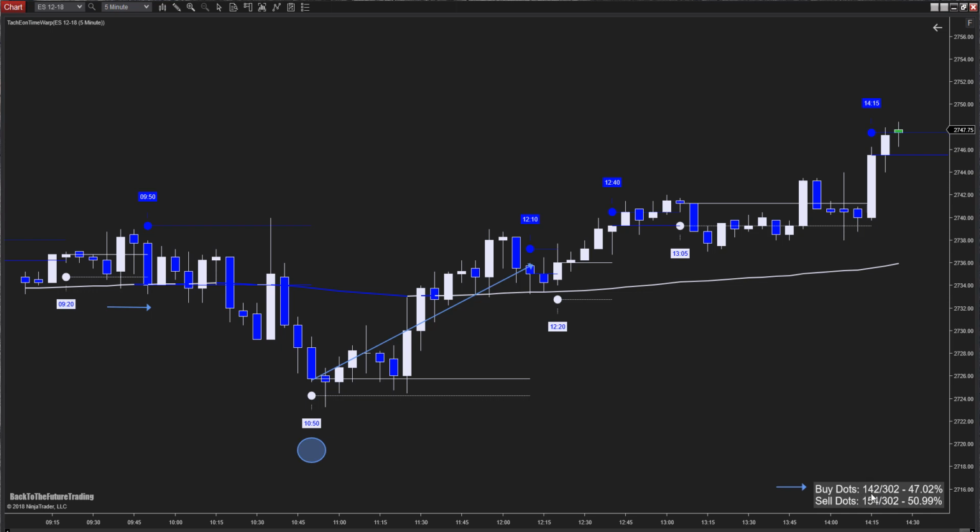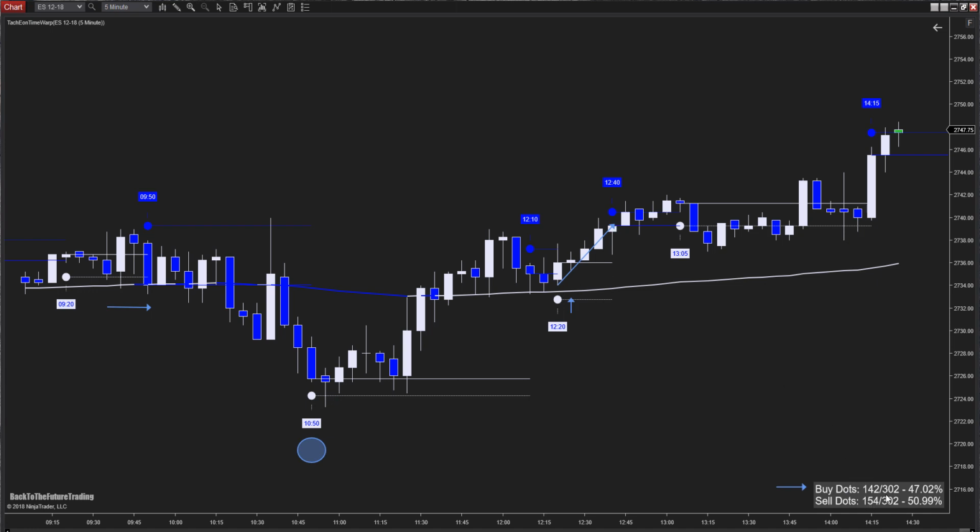In other words, that's the number of signals where a buy dot moved into a sell dot before it crossed over the dot price. That would be a winning or positive signal. So out of 302 of those, 142 at this point have successfully gone from a buy to a sell before it crossed over the dot.